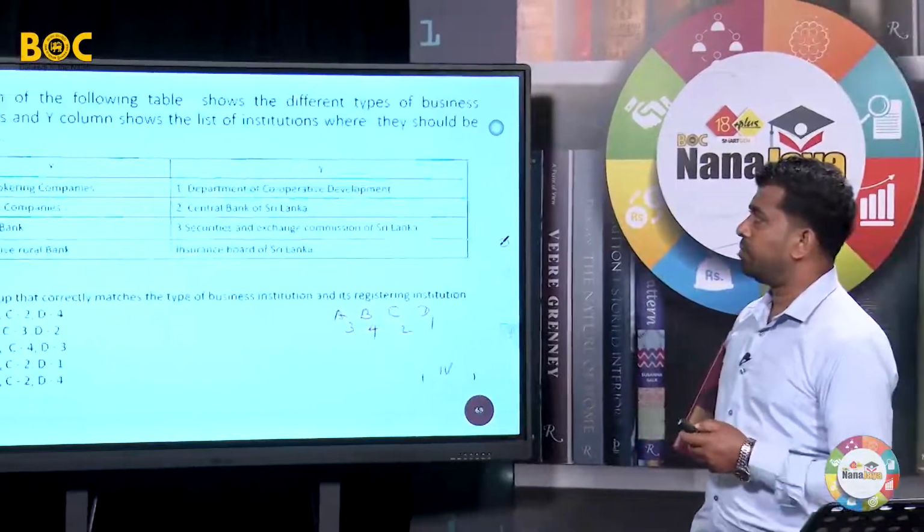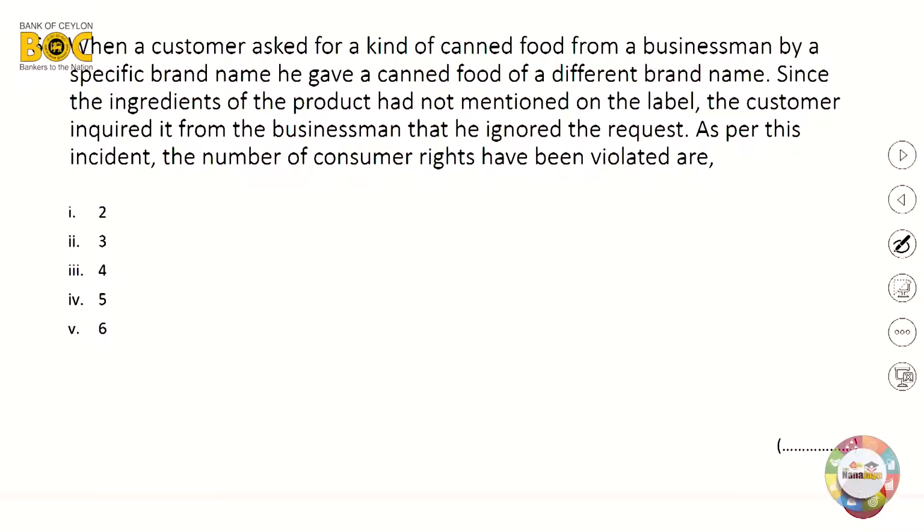Question number 69. When a customer asks for a kind of canned food from a businessman by a specific brand name, he gave a canned food of a different brand name, since the ingredients of the product had not been mentioned on the label. The consumer inquired about it from the businessman, but he ignored the request. As per this incident, the number of consumer rights that have been violated is. This person asked for a particular type of canned food, but he was given another type. It violated the right to choose.